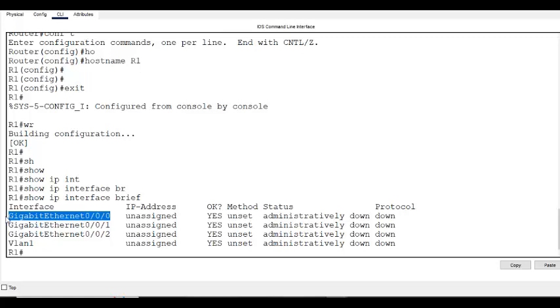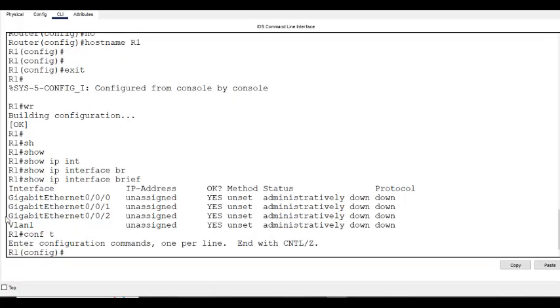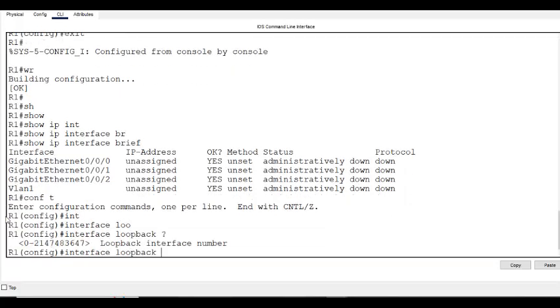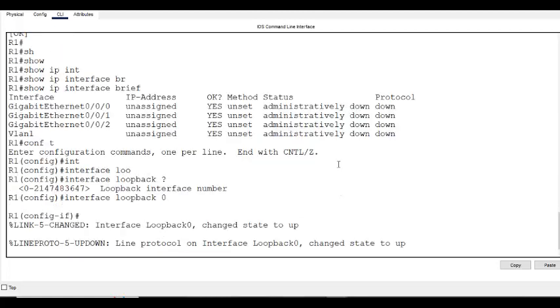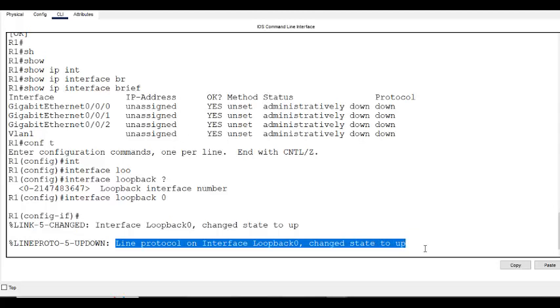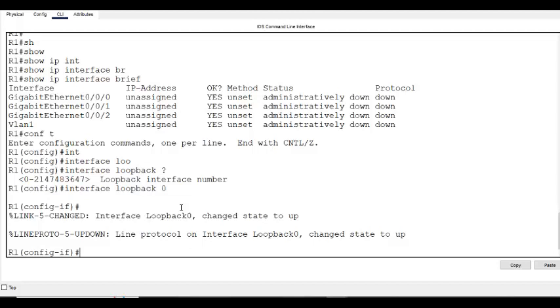See, interface loopback, you can give any number between 0 to this big number. I'm going to say 0 because on the board I have written loopback 0. And this IP address I'm going to give. You see, as soon as I hit enter, the interface got created and the state changed to up, both line protocol and the state. And you need not say no shutdown for loopback. You know why? Because you only created it. Why again do you need to say no shutdown? It is not shutdown. It is up by default.